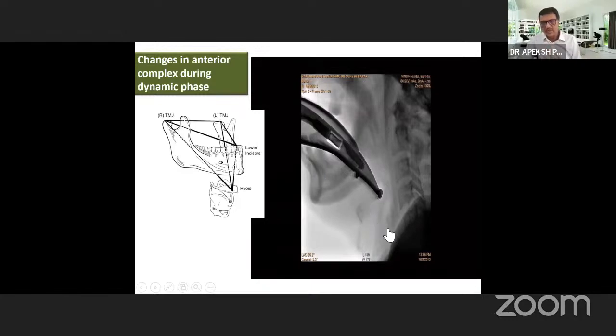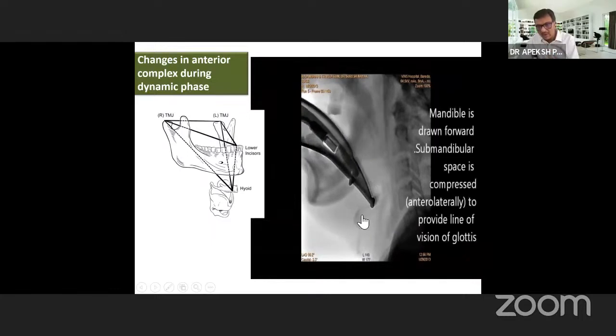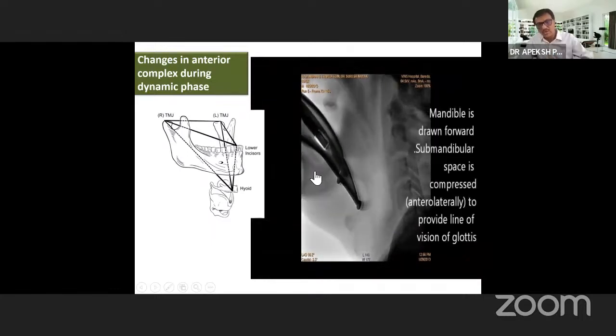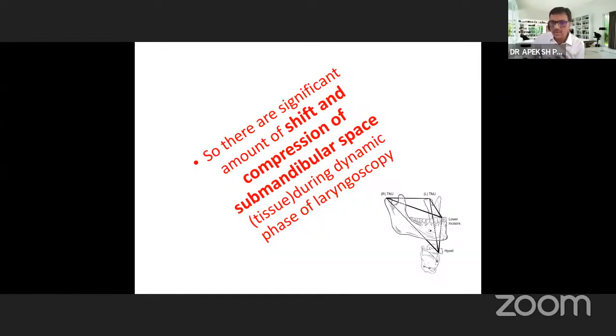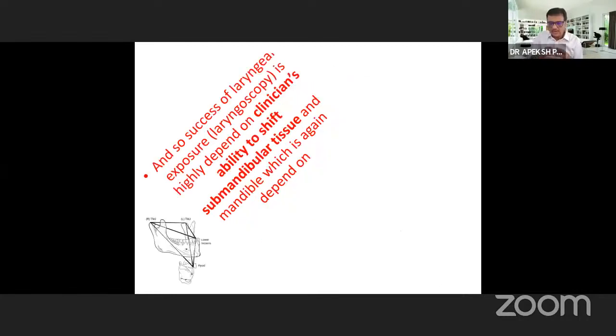Now, if I run the video, during the dynamic phase of laryngoscopy, the hyoid is drawn anteriorly and forward. At the same time, the mandible is also drawn anteriorly and forward. And there is a total compression of the submandibular tissue between this blade and the mandible in order to create a direct line of sight. So there is a significant amount of shift and compression during the dynamic phase of laryngoscopy. The success of direct laryngoscopy depends on the clinician's or anesthetist's ability to shift the submandibular tissue and mandible, to make the mandible move forward. Only then are we able to create a direct line of sight and a channel for the passage of the endotracheal tube.